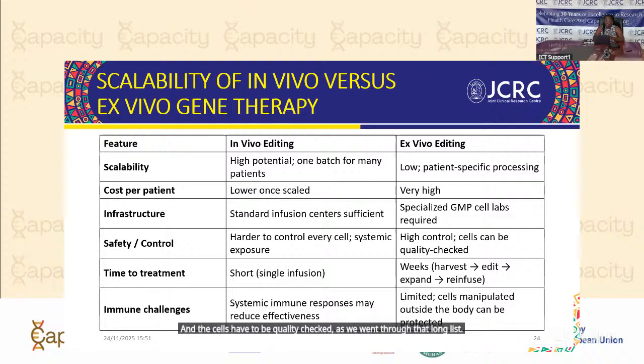So that makes the cost of manufacturing ex vivo gene therapies much higher than for in vivo. Although the question would be, if you put these delivery tools in a syringe, what do they do? Where do they go? So there is systemic exposure. So it's harder to control what would happen.